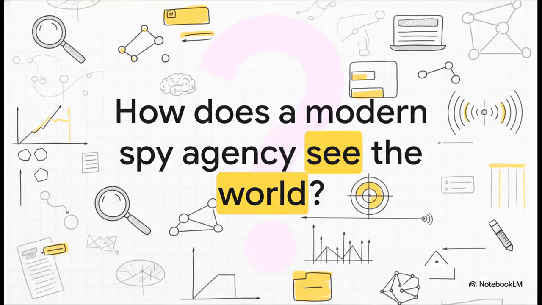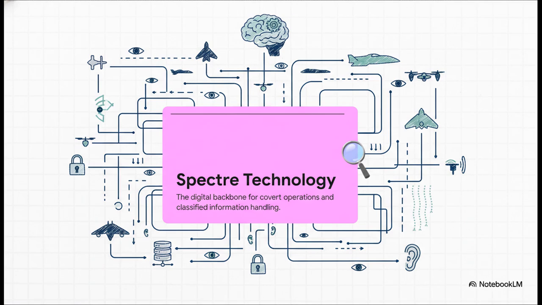So think about it. In an age of just complete information overload, how does a modern spy agency actually see the world? How on earth do they find that one crucial signal in an ocean of noise? How do they connect the dots that nobody else even knows exist? Well, according to this manual, the answer is a system just like this one.